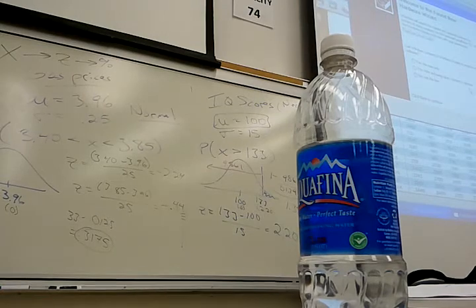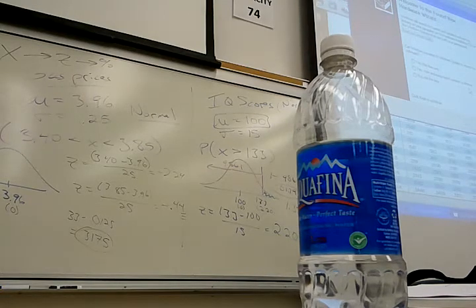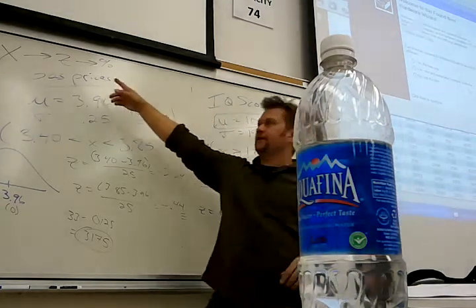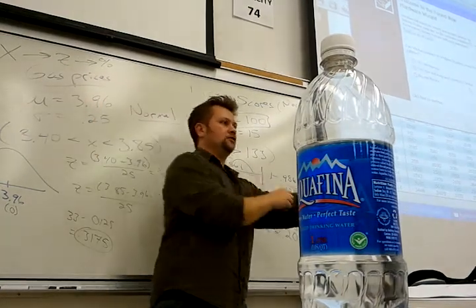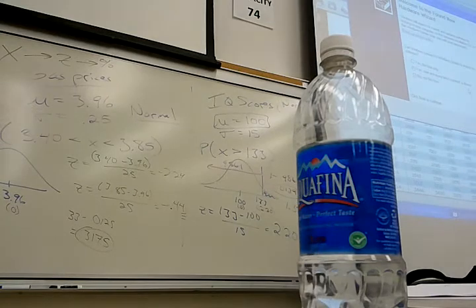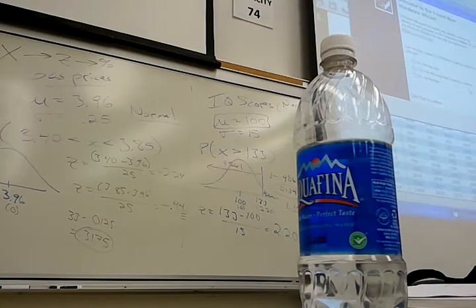So notice on the first three problems, they are already z-scores. So in this process, I don't have to do this step. They're already z-scores, aren't they? And number one, that's already a z-score, right?